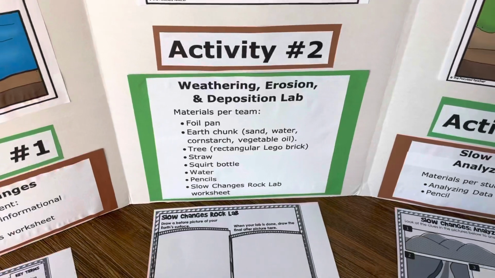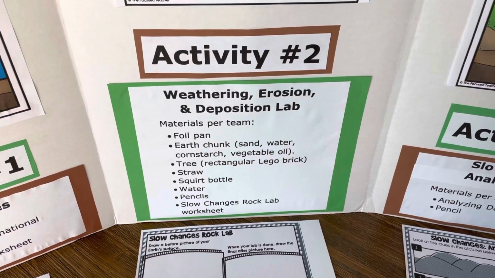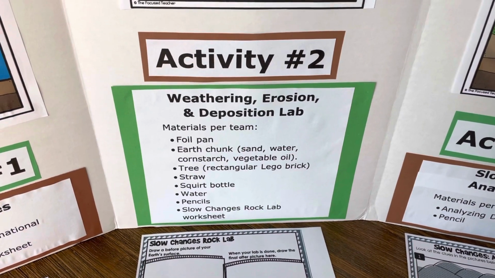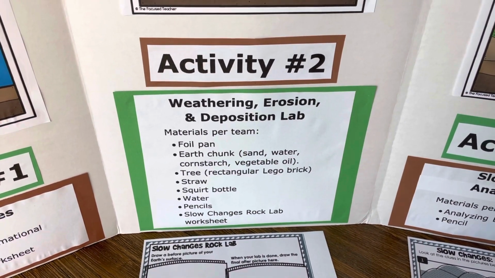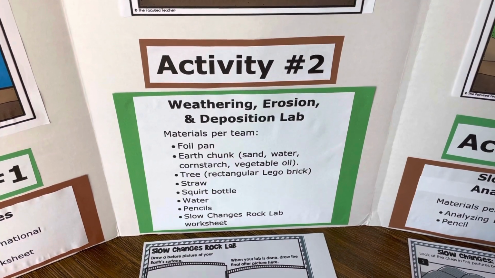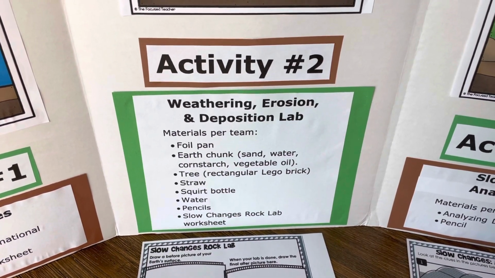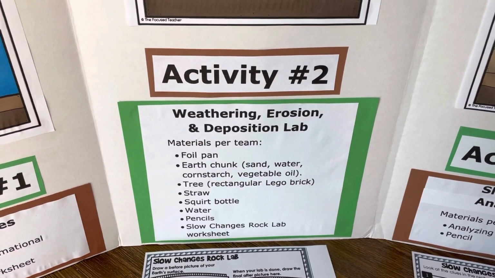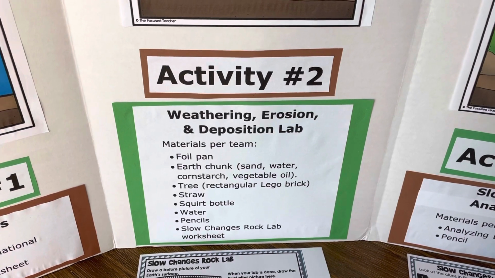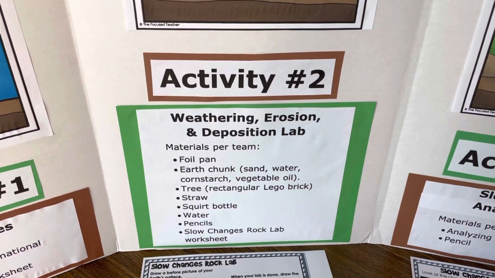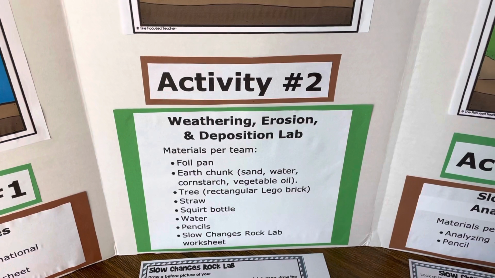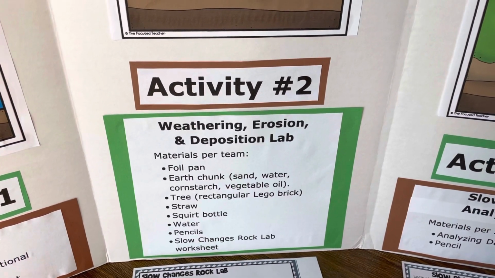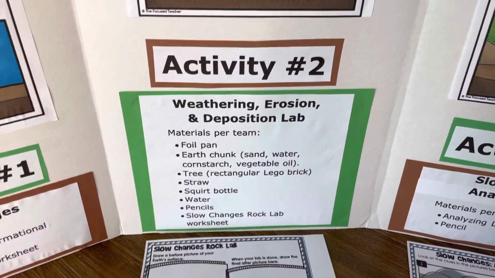The next activity is the Weathering, Erosion, and Deposition Lab. Each team will need these materials: a foil pan, an earth chunk, which will be pre-made using a mixture of sand, water, cornstarch, and vegetable oil, a tree, which will be substituted with a rectangular Lego brick, a straw, squirt bottle, water, pencils, Slow Changes rock lab worksheet. And this will be per team of 2 to 3 students.